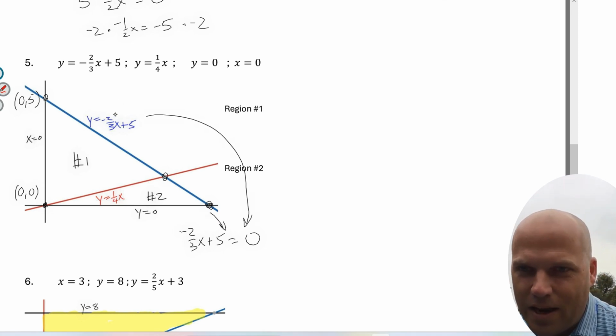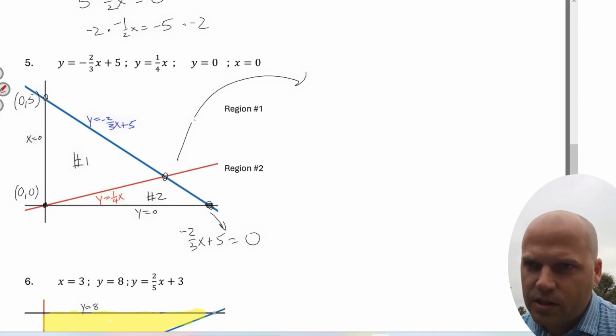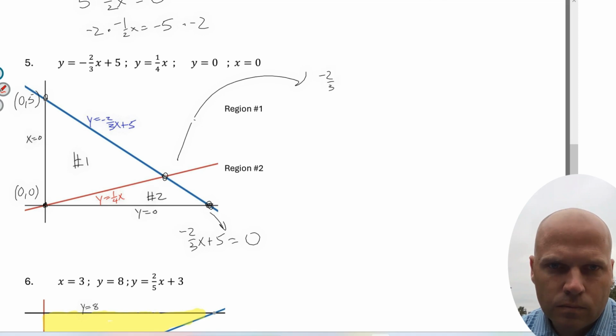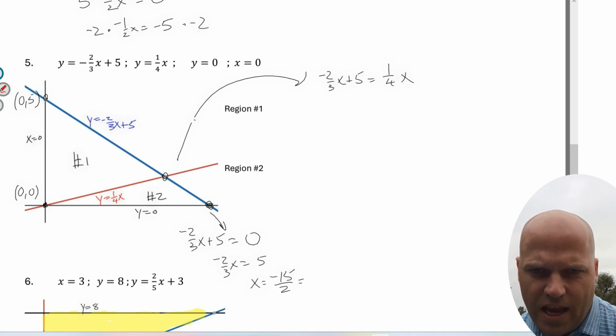And we have to figure out when. I'll just draw lines to the intersections. We have to figure out when negative 2/3 x plus 5 intersects with a quarter of x. Cool. Let's do this one. I'm going to subtract 5. I'm going to multiply by 3 and divide by 2 to get negative 15 halves. Negative 15 halves is 7.5. Sorry, positive.